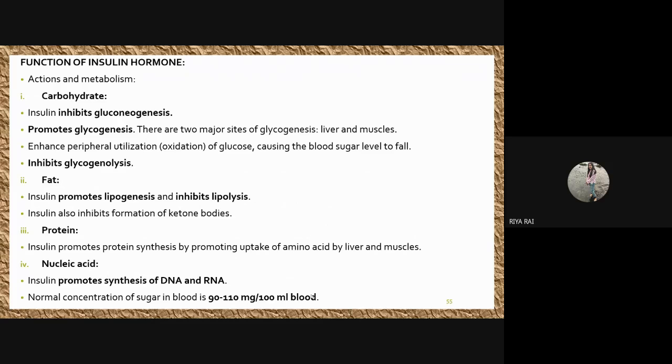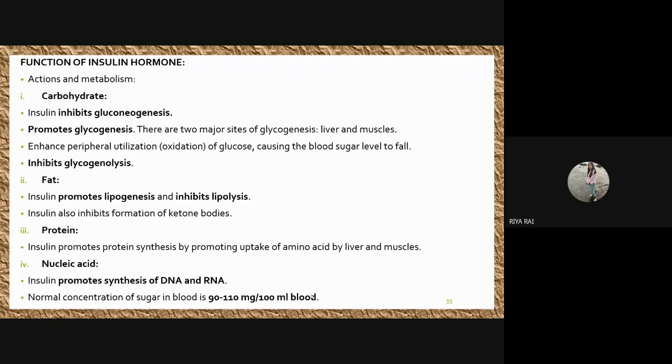Function of insulin. Insulin acts in metabolism, for example in carbohydrate metabolism. It inhibits gluconeogenesis. Then it promotes glycogenesis. Glycogenesis is the process of glycogen synthesis in which glucose molecules form glycogen, and the two major sites of glycogenesis are the liver and muscles. It also enhances the peripheral utilization of glucose, and due to this the blood sugar level falls, and it inhibits glycogenolysis.